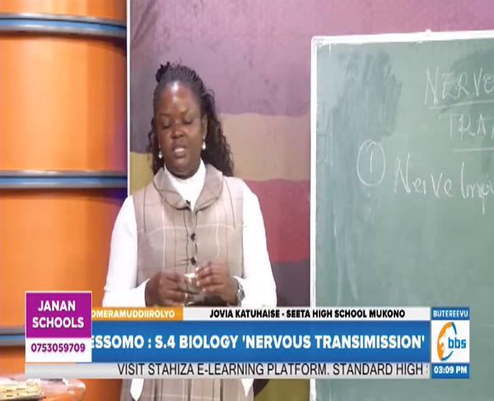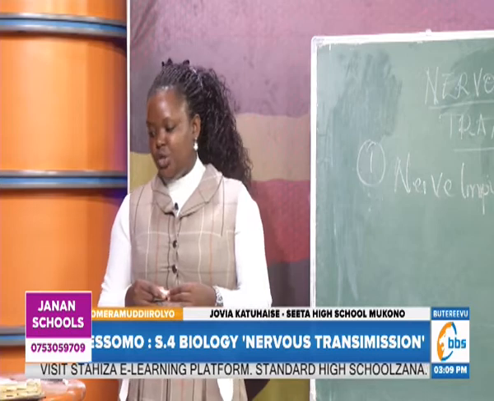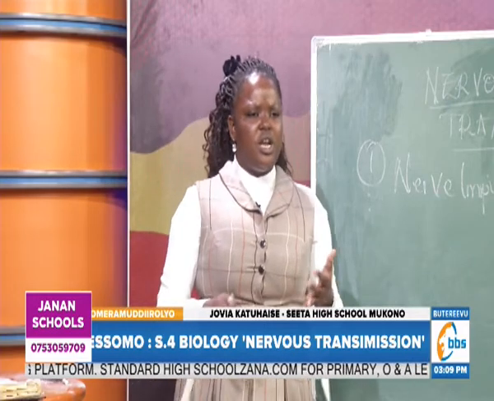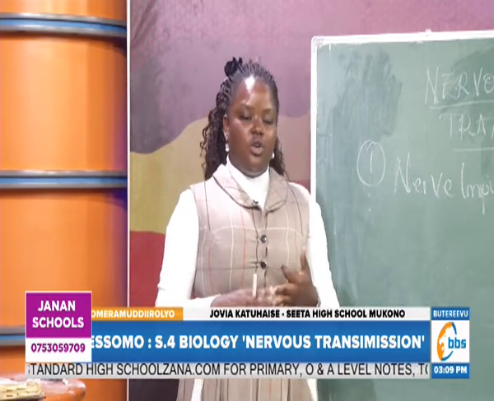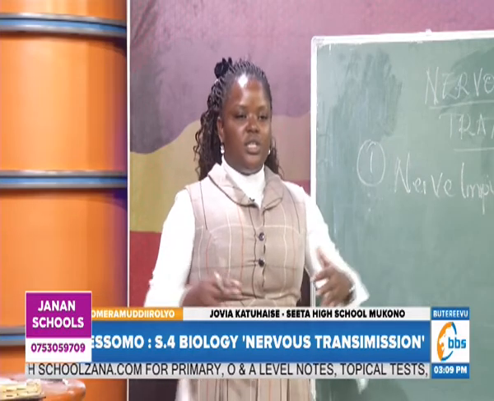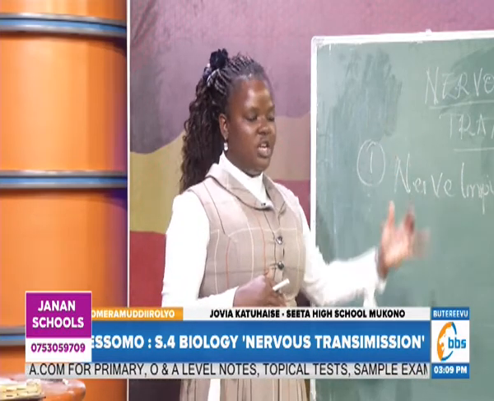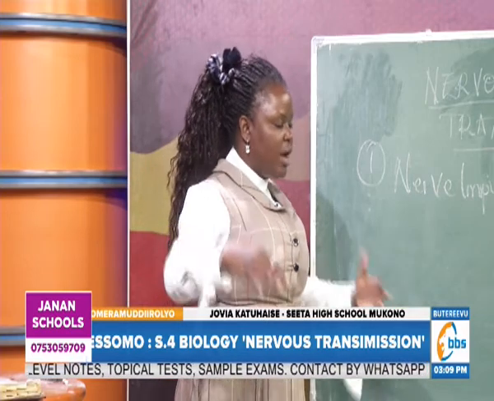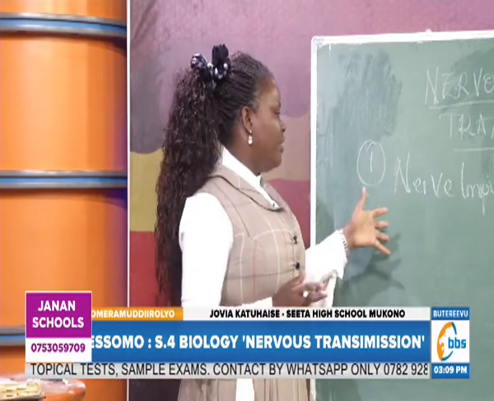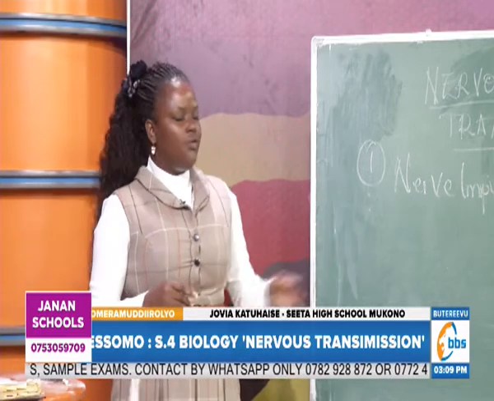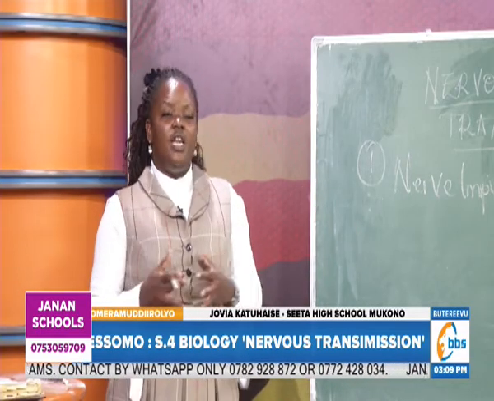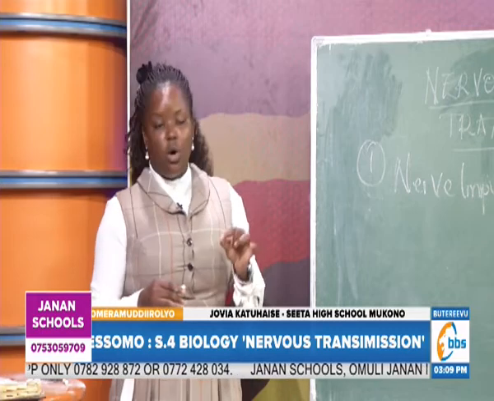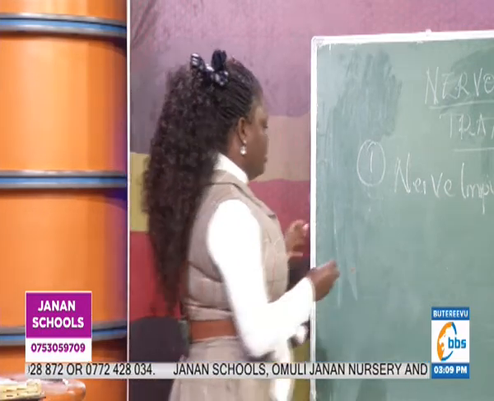A nerve impulse simply means the way in which information is transmitted along a nerve cell. Remember, we said we have three nerve cells: the sensory neuron, the motor neuron, and the relay neuron. How information is relayed along the neurons is what we are going to look at. That information relayed or transmitted across a neuron from one point to another is what you call a nerve impulse. However, that information is often relayed across the neuron in an electrical way. Therefore, the major definition of a nerve impulse is an electrical message that is transmitted along a neuron.